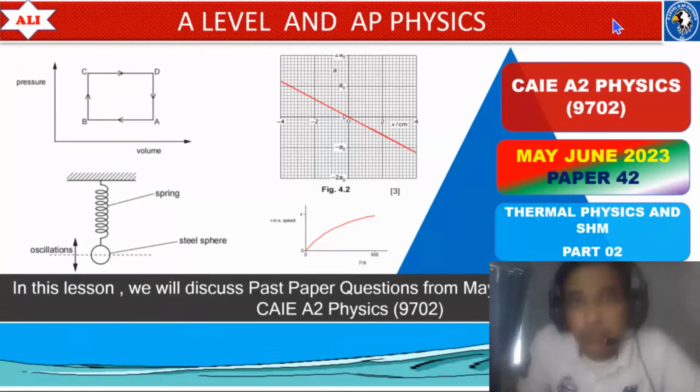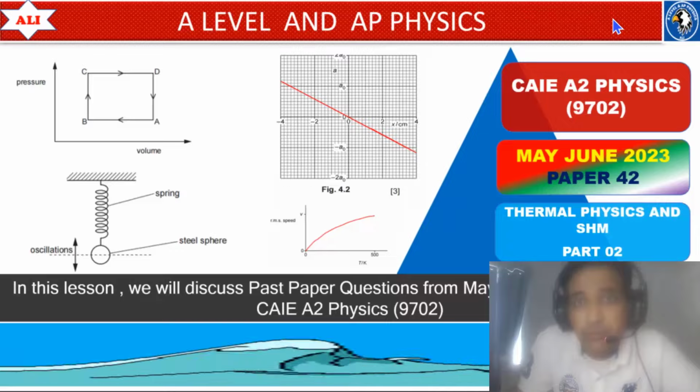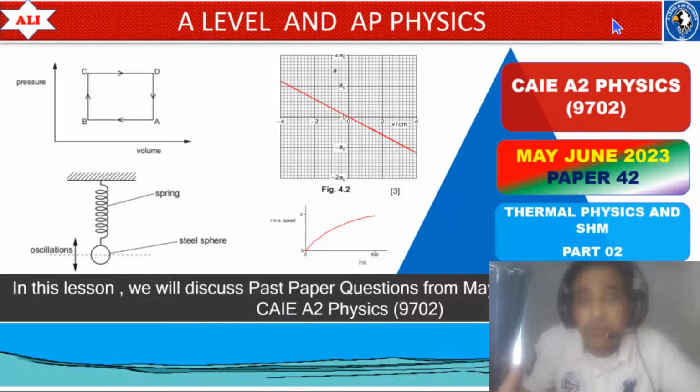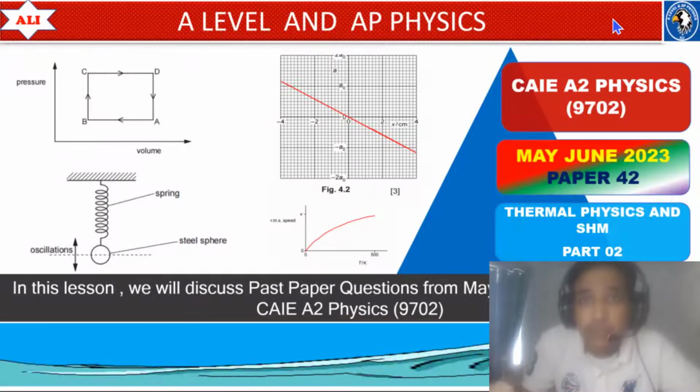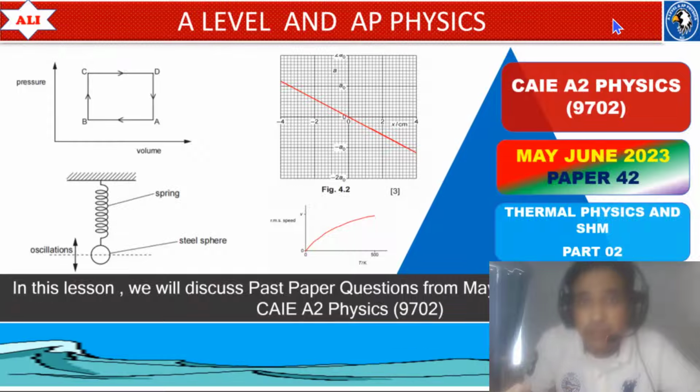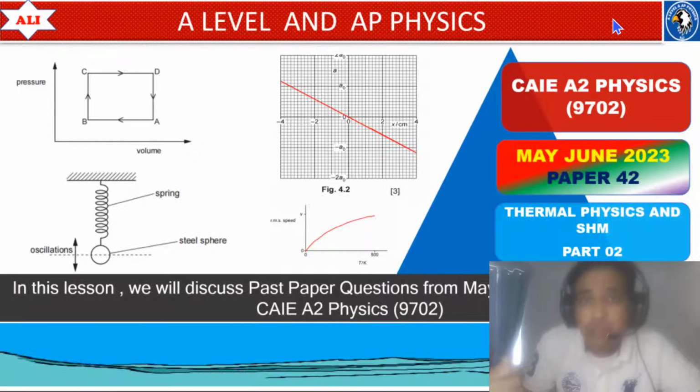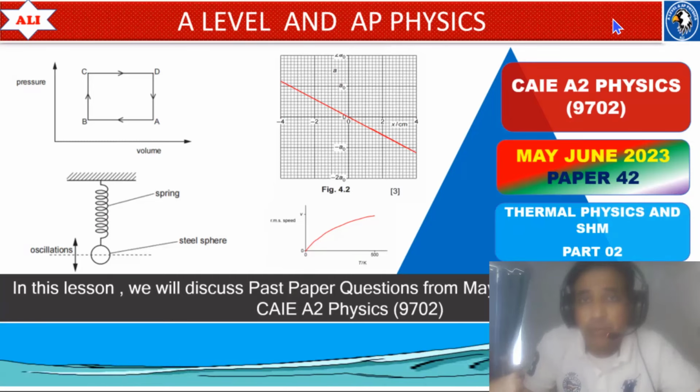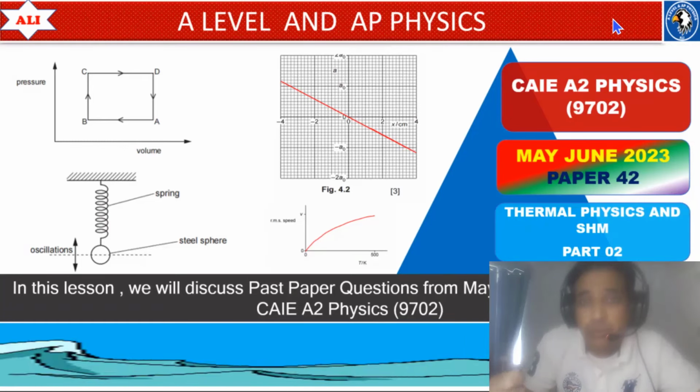Welcome to A-level and AP Physics. In today's lesson, we will discuss past paper questions from June 2023 paper 4 variant 2. In this lesson, our main focus will be on ideal gases, simply we can say thermal physics. We will also talk about thermodynamics. We will also discuss simple harmonic motion in today's lesson.